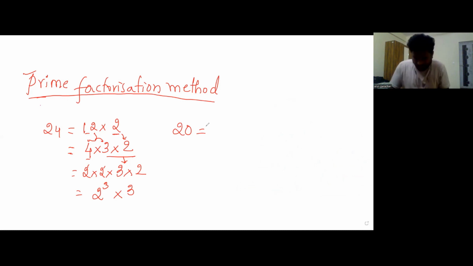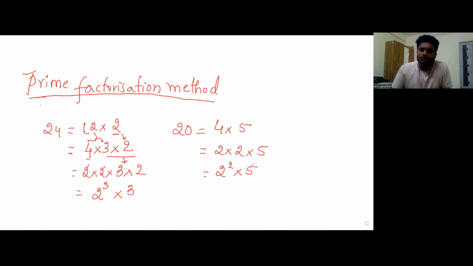2 square into 5. Square into? 2 square. Yes. I can write 20 as what? Yes. 4 into 5. And 4 can be written as 2 into 2 into 5. How many 2s are there? 2 2s are there, so it will be what? 2 square into 5. Did you get? Yes, sir.